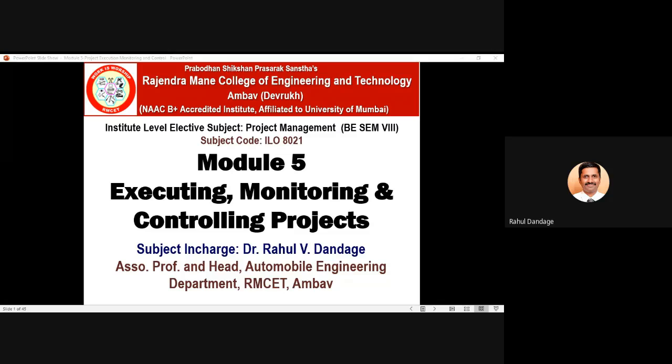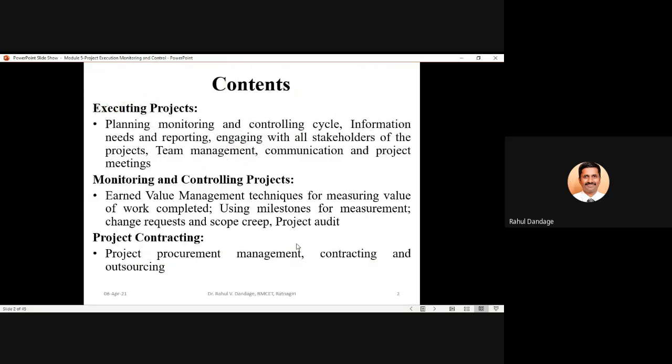In the previous sessions, we have started with this module number 5, which is related to executing, monitoring and controlling of the projects. The points we have seen till now were with respect to executing the projects, that is planning, monitoring and controlling cycle, information needs, reporting, engaging with all stakeholders of the project, team management, communication and project meeting.